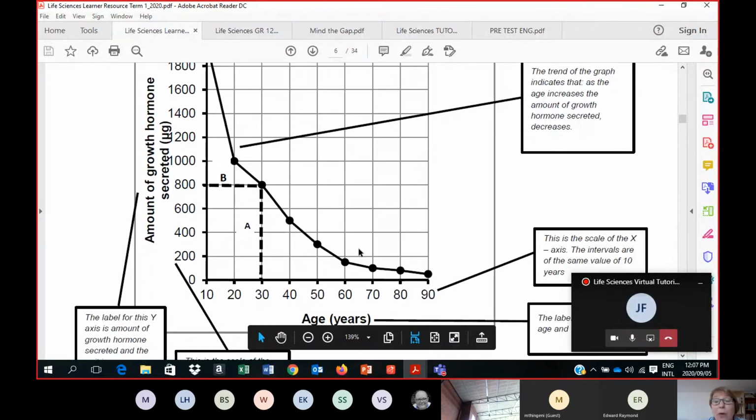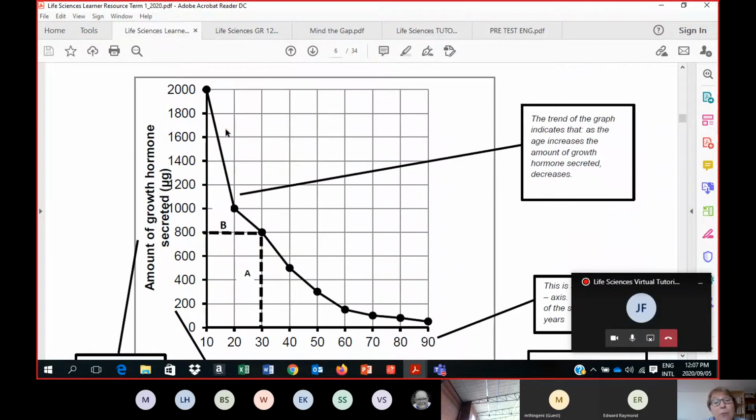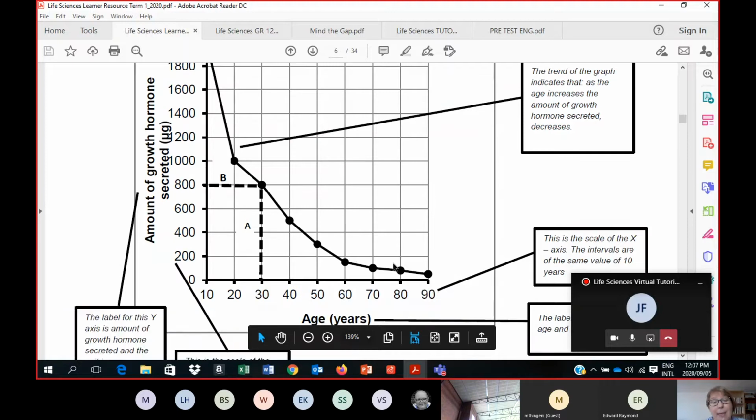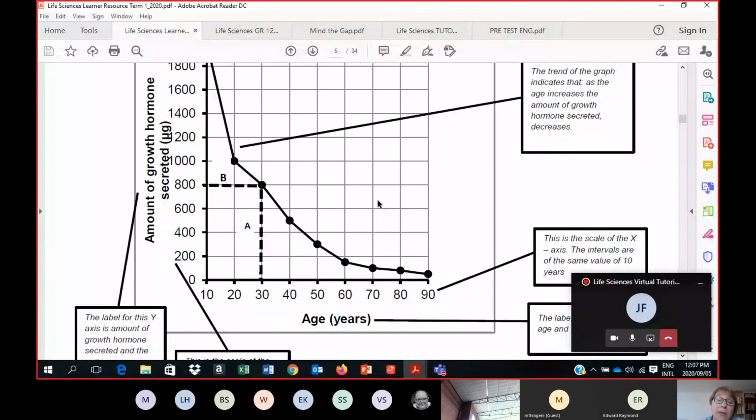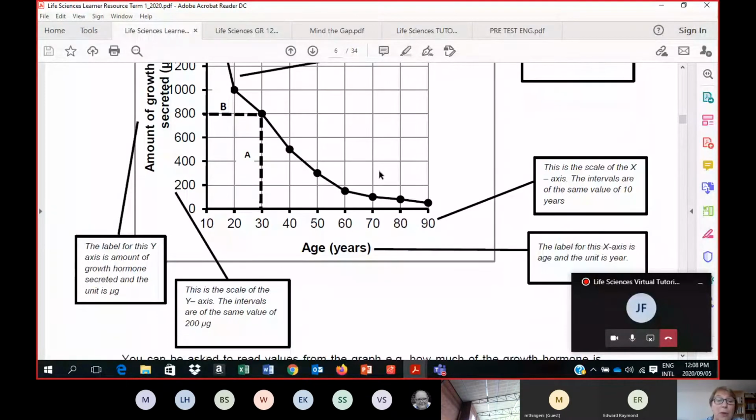So the relationship over here you can see is that the amount of growth hormone is going to be decreasing as the person gets older, or decreasing with age. So when you write down the relationship between these two variables, always mention the independent and the dependent variable. Here we can see the trend on the right-hand side over here. As age increases, the amount of growth hormone secreted decreases. So just remember, don't use those words directly proportional.